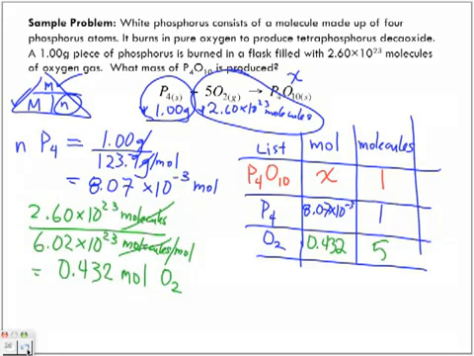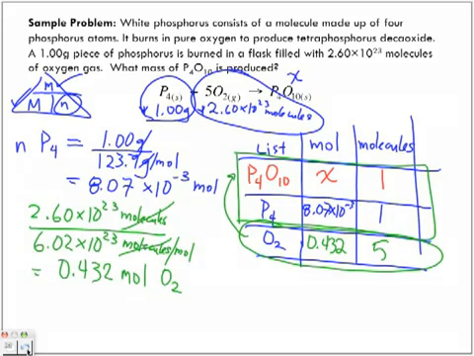Okay. So, just like we did in the regular stoichiometry, we want to figure out which one of these two reactants is going to make more product. Right? So what we're going to do is find the ratio between these two, and then we're going to find the ratio of the oxygen to the tetraphosphorus decoxide. Okay, so take a minute and find the number of moles that are created of our product.